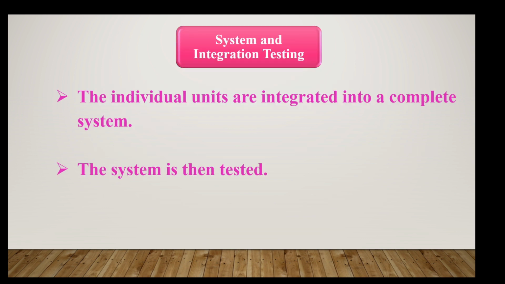And next one is system and integration testing. System and integration testing means all the individual components are integrated here. Many individual components are developed separately. All those are joined together in this phase. The individual units or modules are integrated into a complete system. After integrating the components or units, the complete system will be developed and the system is then tested.